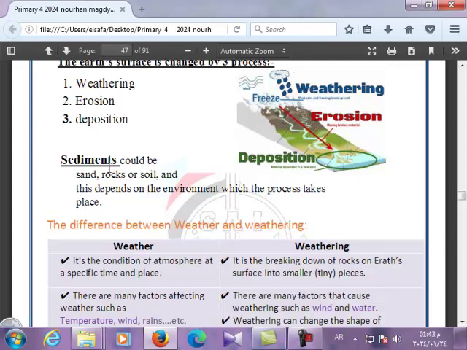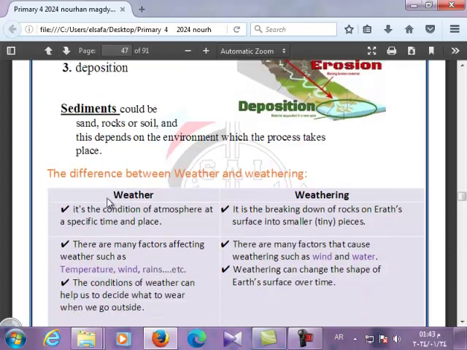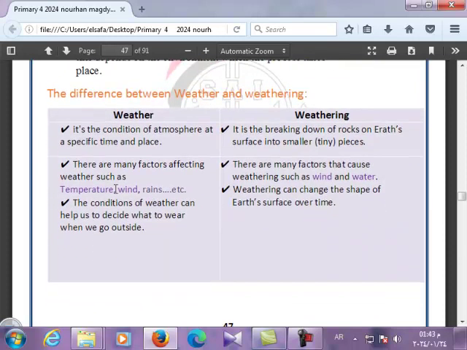What is the meaning of sediments? They could be sand, rocks or soil, and this depends on the environment in which the process takes place. We have the difference between weather and weathering. Weather is the condition of the atmosphere at a specific time and place. Weathering is the breaking down of rocks on Earth's surface into smaller or tiny pieces.